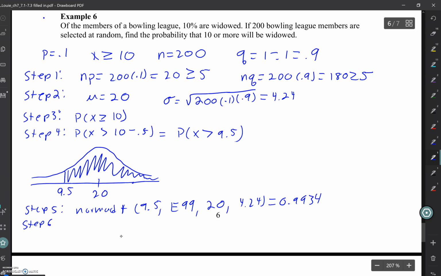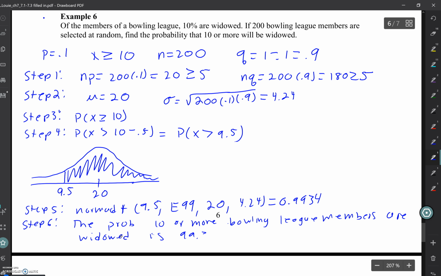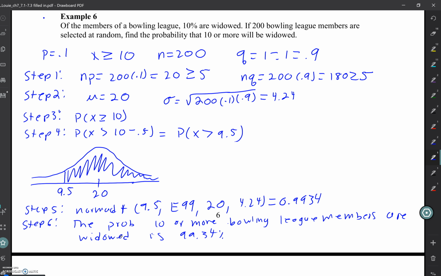Yeah. All right, so then I would say the probability that 10 or more bowling league members are widowed is 99.34%. So what we really found out is do not join a bowling league.